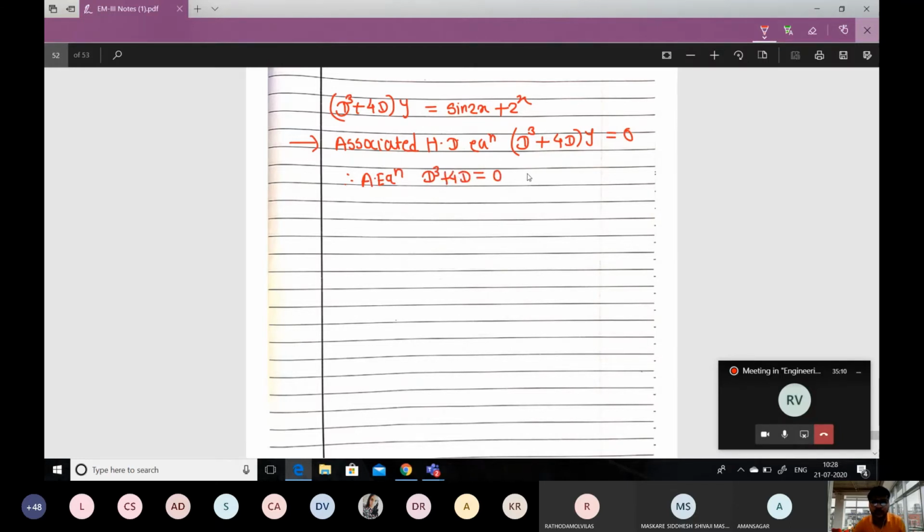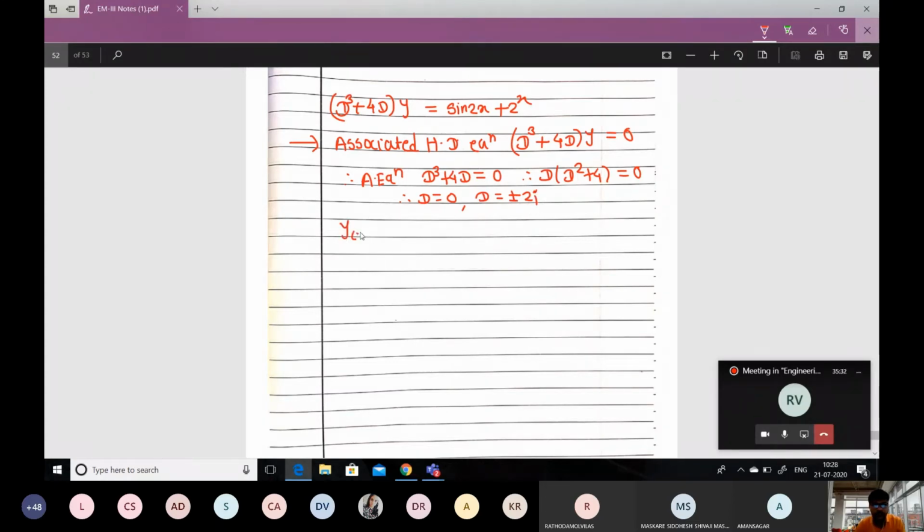Now we can take d common, so therefore d square plus 4 equal to 0, and therefore we obtain the roots, d equal to 0 and d equal to plus minus 2i, isn't it? Because square root of minus 4 is plus minus 2 times i. Okay, imaginary number, and so we have to write the solution accordingly.